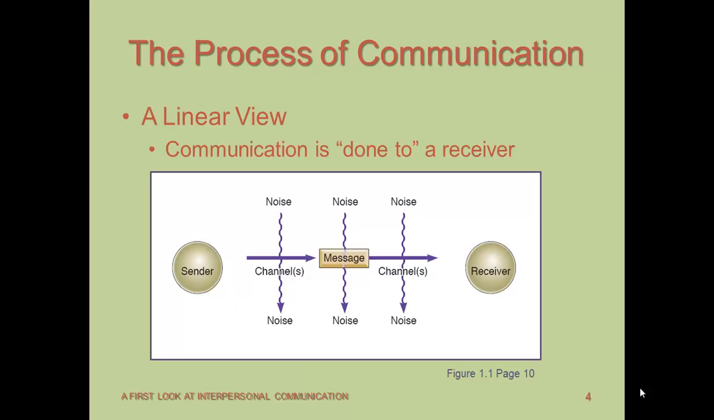So to move on, here's a model of what I call the old version of communication. It's called the linear view, and it's kind of like that old video game of Pong where you have a sender and a receiver, and they're just batting messages back and forth. And in this model, communication is done to a receiver. This really is not the ideal for communication studies, and we'll look at something called the transactional model of communication in a moment. But first, let's define communication.